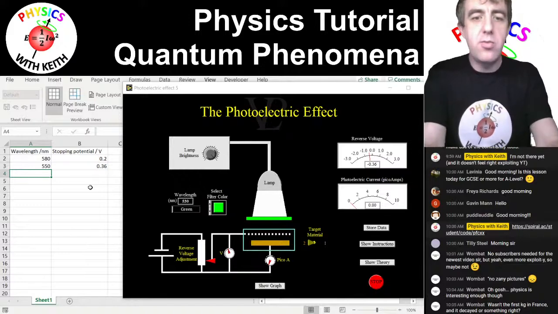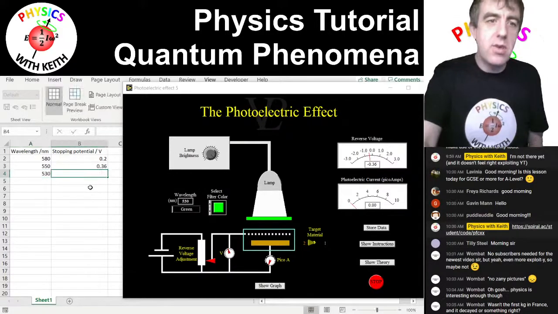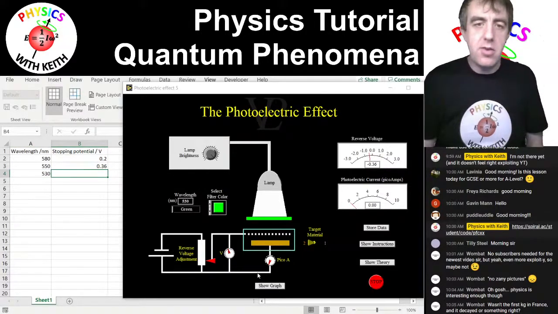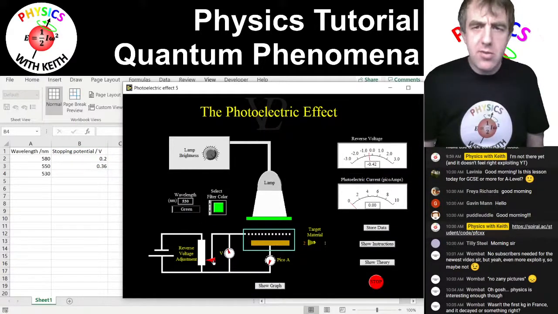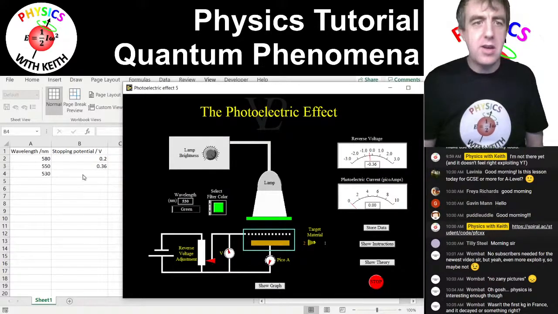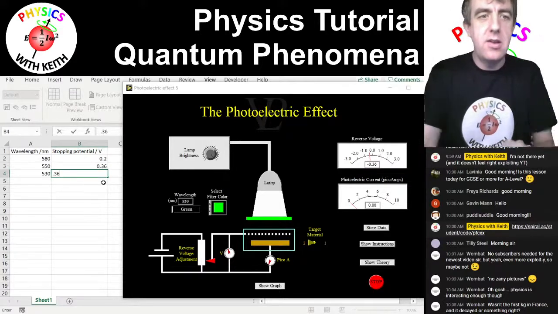You can do the practical pretty quickly virtually. When you're doing it for real, you end up fiddling with a little dial. I'm going to switch the filters out, but actually it doesn't take that long. Okay, I've still got the same stopping potential there, so maybe 0.36 was a bit on the high side for the previous example, but okay, I'm going to put 0.36 again.